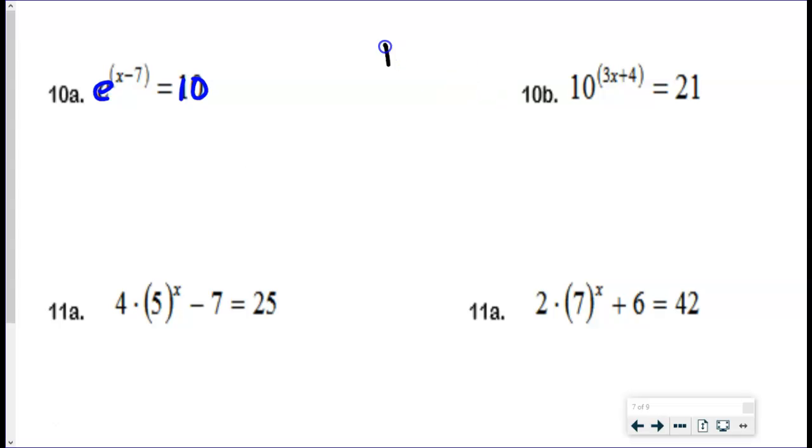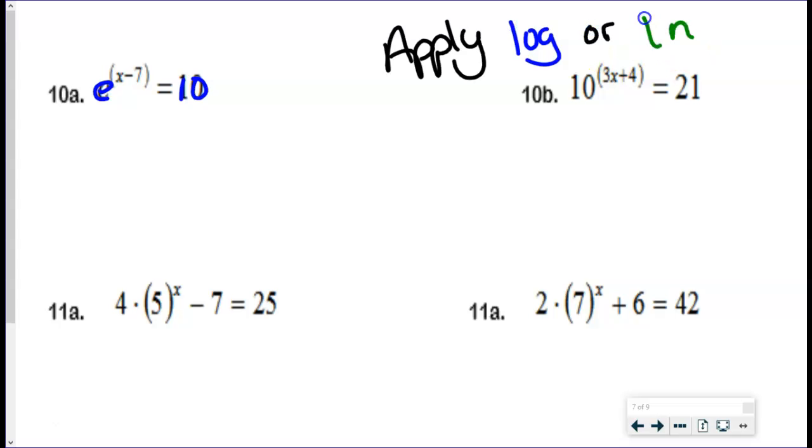So what you're going to do here is you're going to apply the common log, or you can apply the natural log to both sides of the equation once the exponential piece is isolated, once the base is isolated.